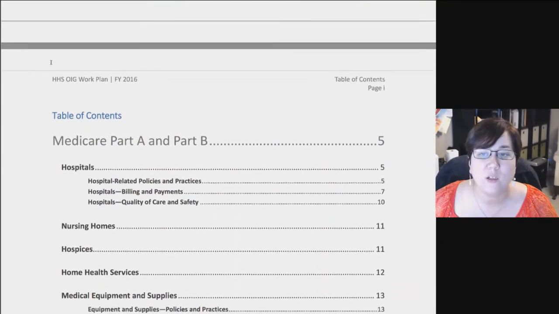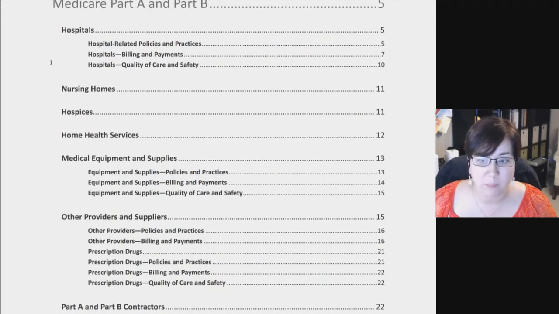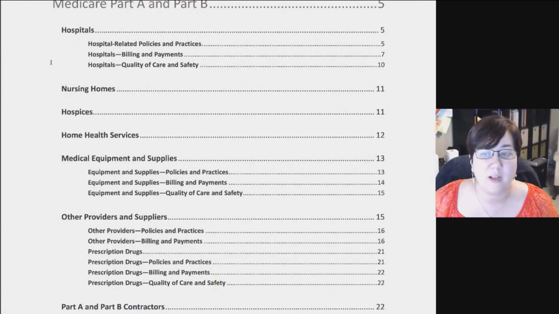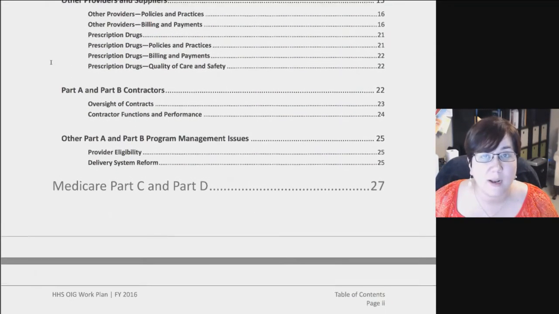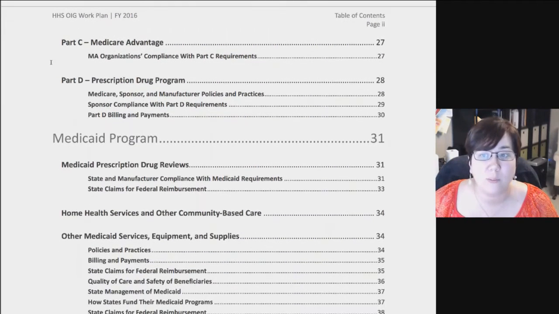If you'll scroll down a little farther, then you get into the table of contents. The table of contents is actually broken down based on which healthcare entity they're working with, whether it be Medicare. You'll notice it says Part A and Part B, and then they divide it down based on, okay, who are they really looking at? Here's what I'm looking at for hospitals. Here's what I'm looking at for nursing homes, hospices, home health services, medical equipment and supplies, providers and suppliers. And then they get down into Part B, right? Then they have a whole section on Medicare Part C and D, which are your Medicare Advantage plans, or Part C, right? Your risk adjustment plans. And Part D are your prescription drug programs.